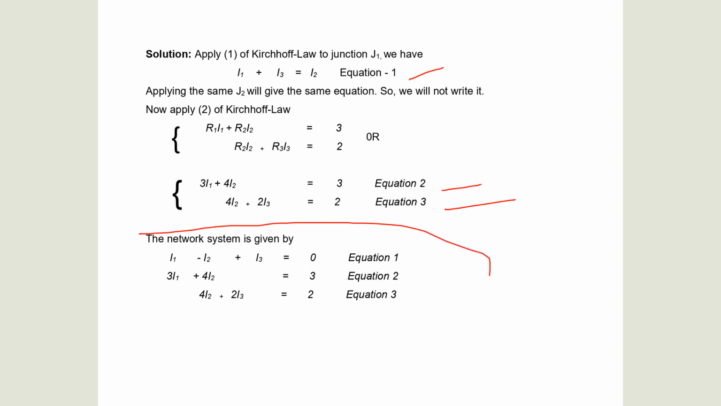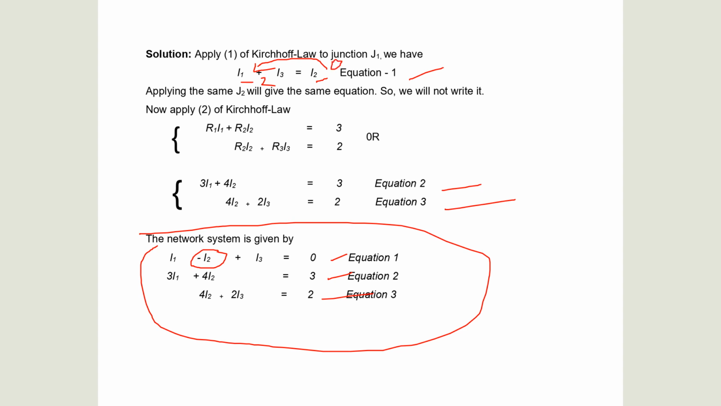The network is given by I sub 1 minus I sub 2 plus I sub 3 equals 0. 3 I sub 1 plus 4 I sub 2 equals 3. 4 I sub 2 plus 2 I sub 3 equals 2. Why is it that it makes it negative I sub 2? Because we need to transpose it, and if we transpose it, the sign will be changed. That would be negative I sub 2, and the equal value of this is 0.